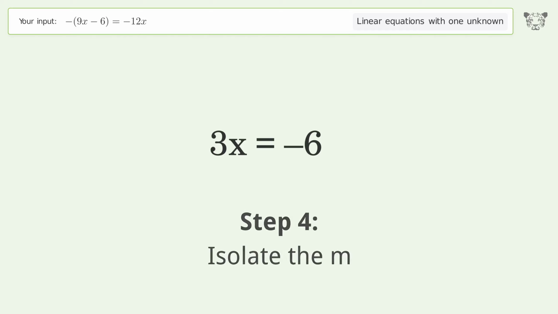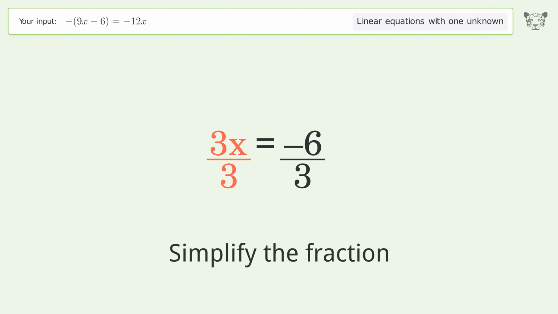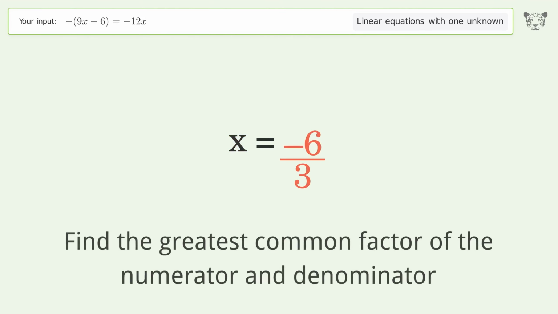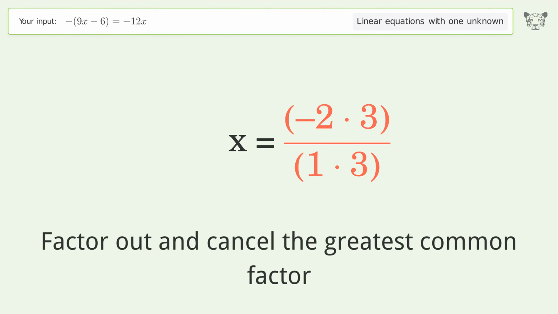Isolate the m. Divide both sides by 3. Simplify the fraction. Find the greatest common factor of the numerator and denominator. Factor out and cancel the greatest common factor.